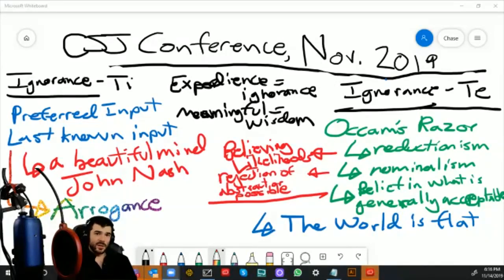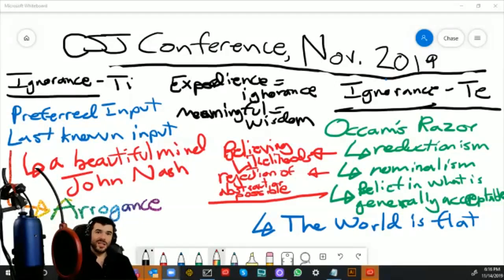Remember, ignorance is not bliss, folks. Ignorance is expedience. If anyone tells you ignorance is bliss, they're either being ignorant TEs or ignorant TI. Not fun. Do what is meaningful, okay?